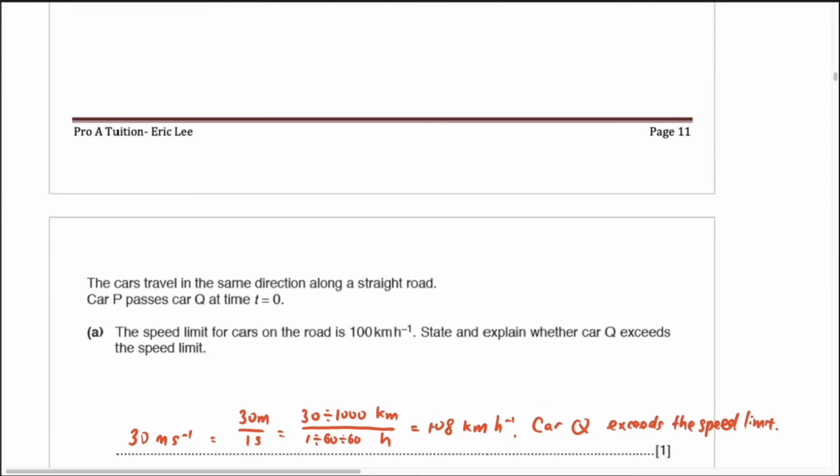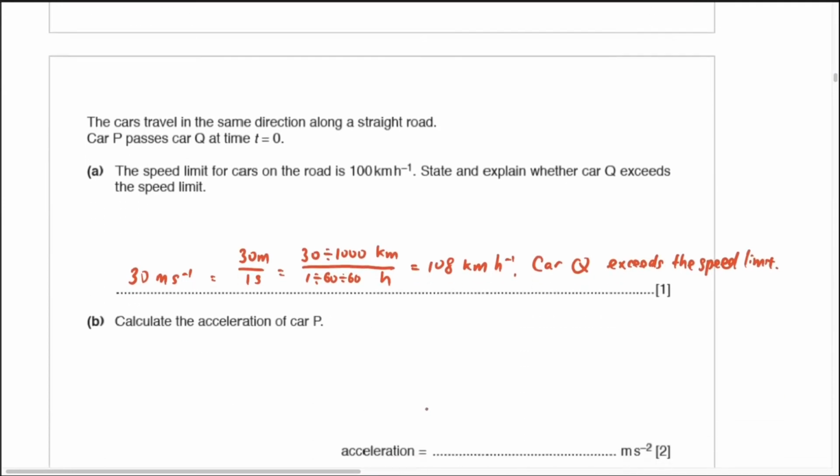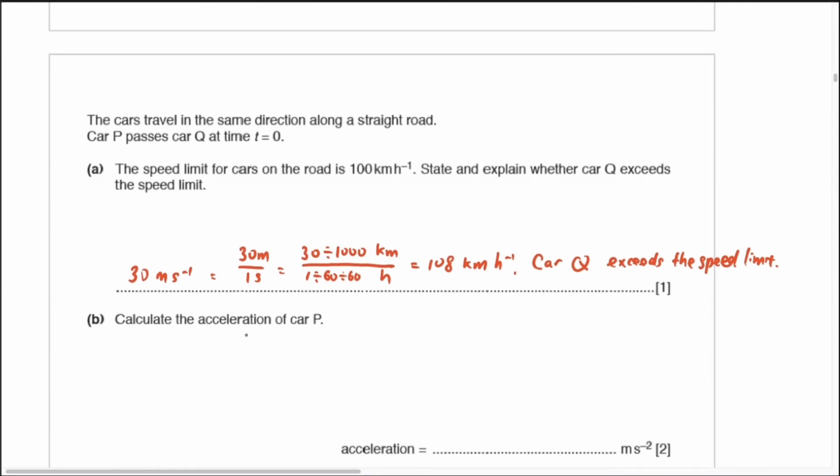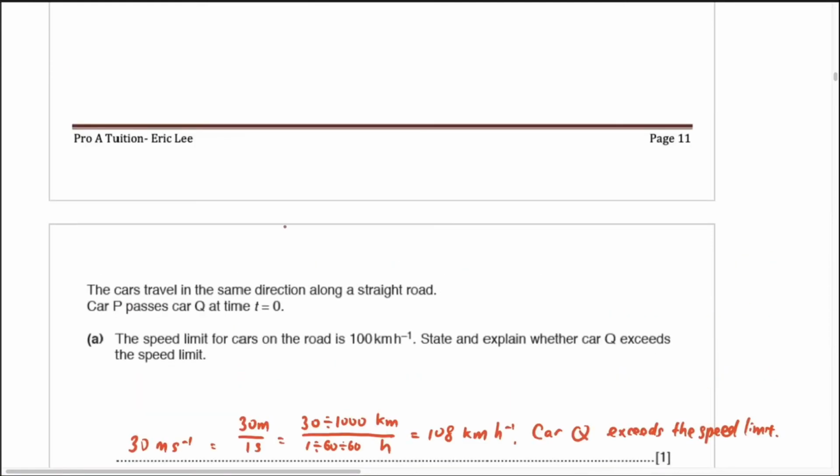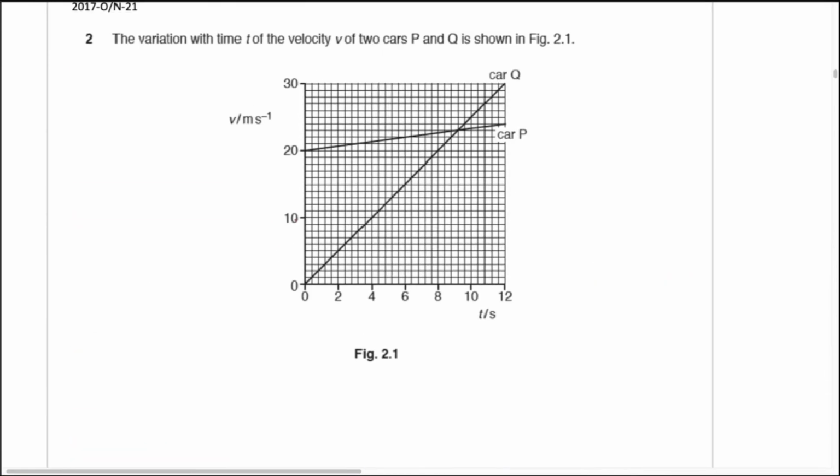As this is more than 100. Okay. Part B, calculate the acceleration of car P. So for the acceleration of car P, you look at the graph again. To find the acceleration, we find the gradient of the graph. Gradient represents acceleration. So we look at this point, 0, 20. Then we look at this point, 12.